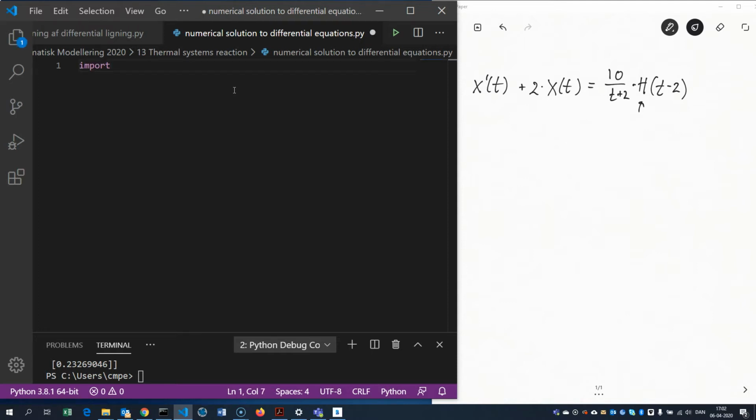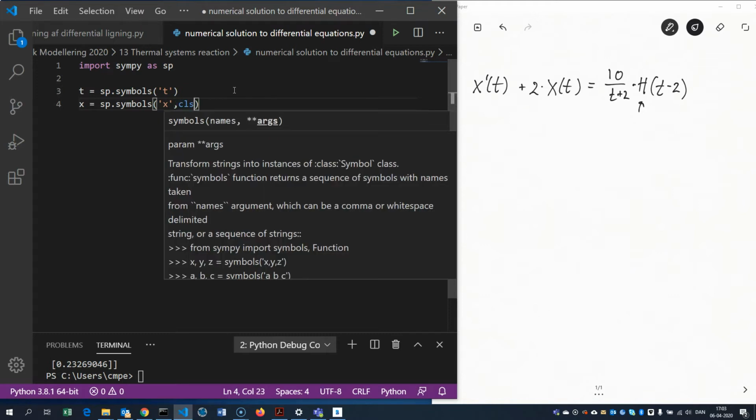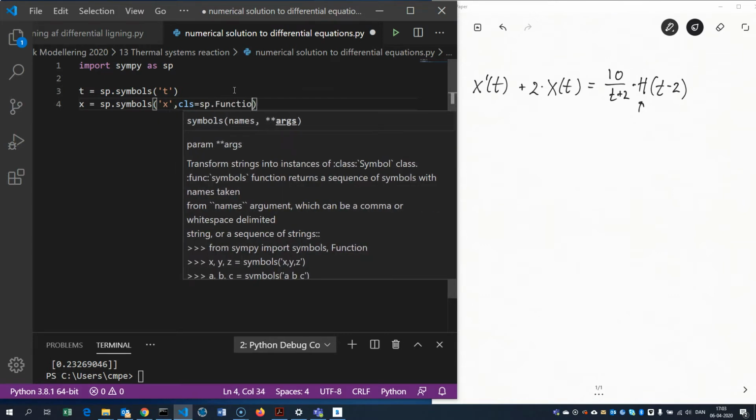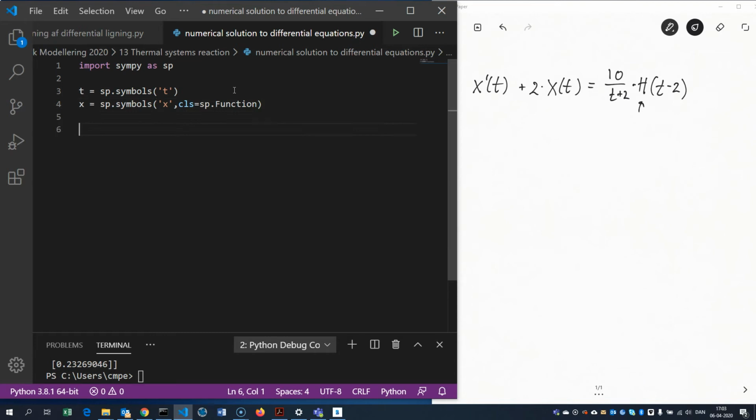Let's try to solve it in SymPy. So we import SymPy, refer to it as SP. I define t as a symbol, and x as a function. Like that. And then we define the differential equation.